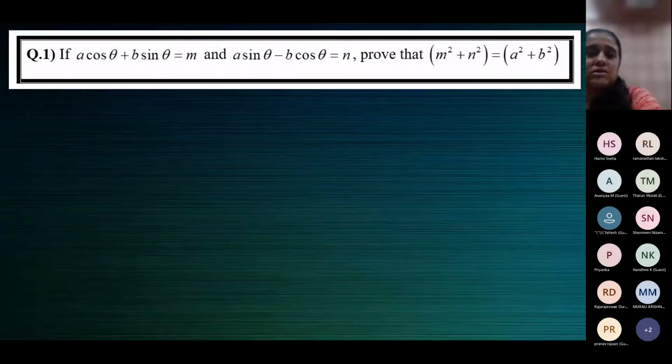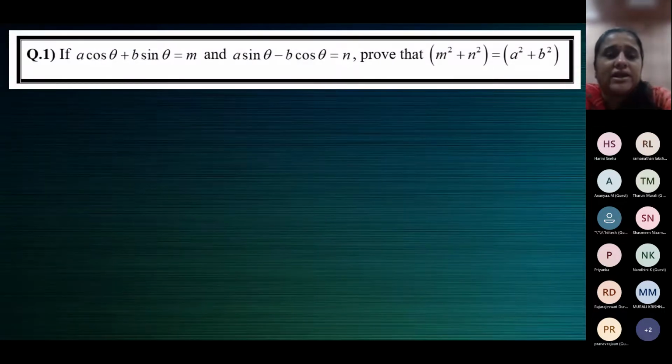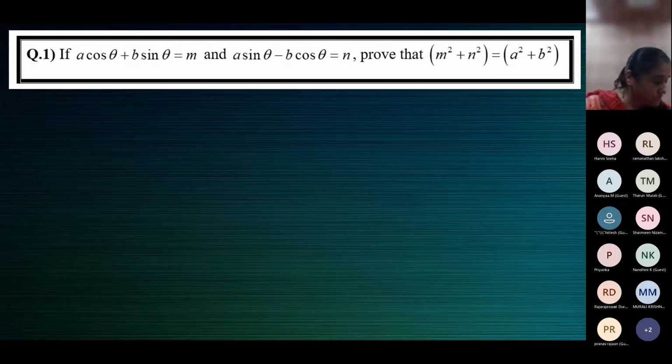Please write down. If A cos theta plus B sin theta is equal to M and A sin theta minus B cos theta is equal to N, prove that M square plus N square is equal to A square plus B square. Please write down the question. These are extra problems, not from NCERT.